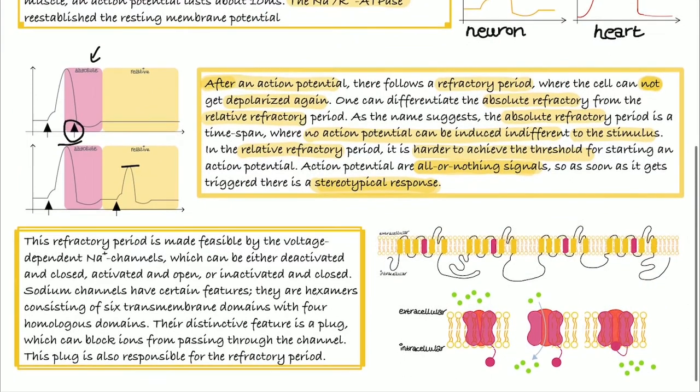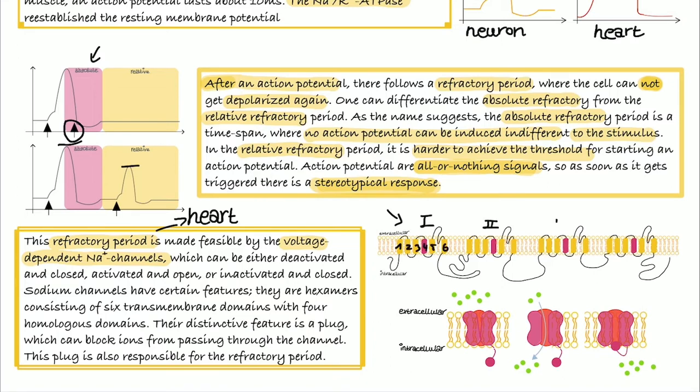This refractory period is essential, especially in our hearts, and is made feasible by voltage-gated sodium channels. And you see them here. So they're hexamers, so this means that we've got 6 transmembrane domains and we've got 4 homologous domains.